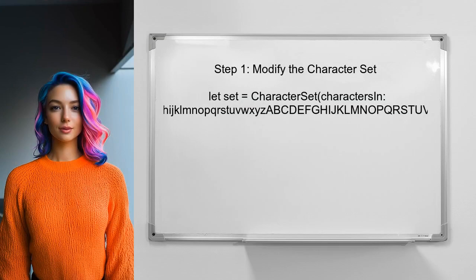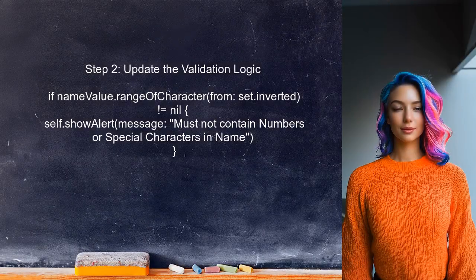To allow both alphabets and whitespace in the text field, the user should modify the character set. Instead of only including letters, we will also include the whitespace character. Next, the user needs to update the validation logic. This will ensure that the text field only contains valid characters, which are now both letters and spaces.